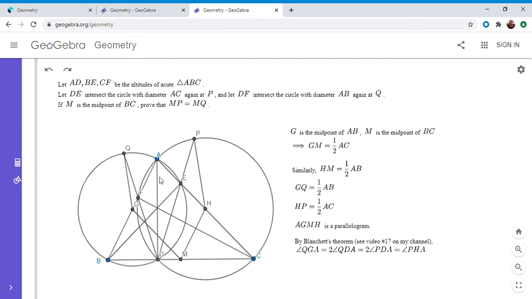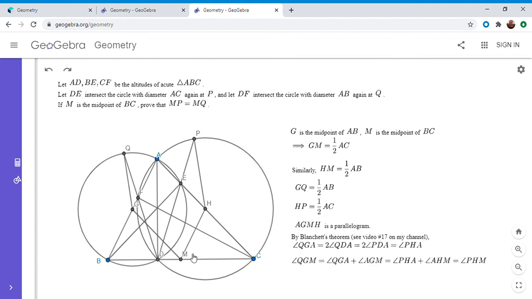But angle QDA is equal to angle PDA, and 2 times angle PDA is equal to angle PHA, because that's a central angle in that circle. And so we have angle QGA is equal to angle PHA, and from there it's not hard to see that angle QGM has to equal angle PHM. So I'm going to write this out.